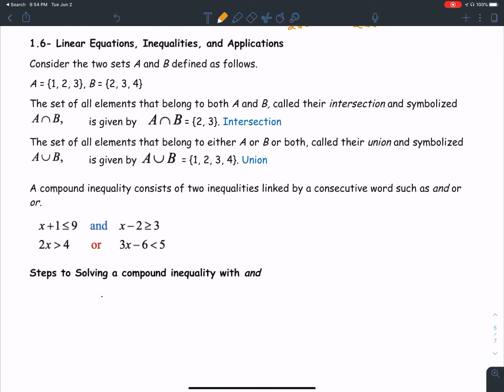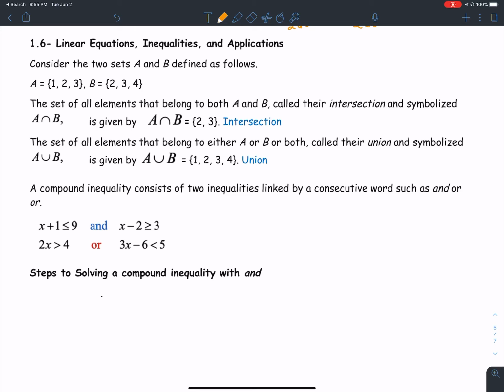All right, we're going to talk about 1.6, linear equations, inequalities, and their applications. To understand 1.6, we have to talk about sets, because when we start getting into two sets of inequalities, we have to understand the difference between an intersection and a union. So we have to get into some set theory here.